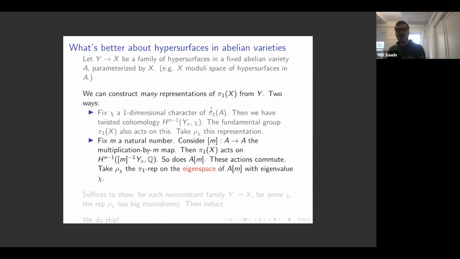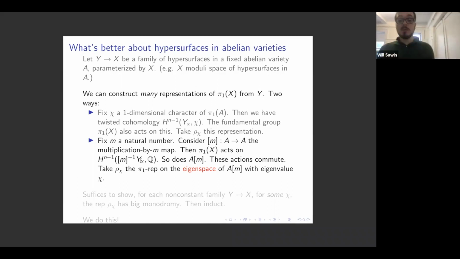Alternatively, we can take a natural number m. There's a map from the abelian variety to itself, which multiplies every element by m in the group law, the multiplication by m map. Then we can take the inverse image of the fiber Y_x under this multiplication by m map. It'll still be a hypersurface in A, it'll still be smooth, but it'll have a more complicated geometry. And let's look at the cohomology of this inverse image. The fundamental group will act on this cohomology by pulling cycles around from one fiber to the next. And the m-torsion points will also act on this cohomology because they act as automorphisms of the fiber.